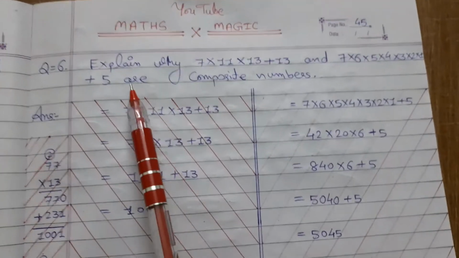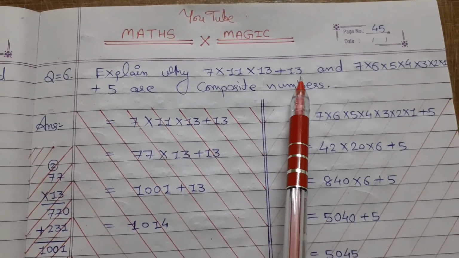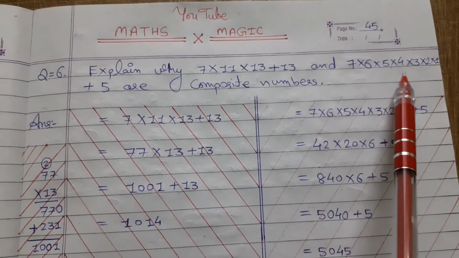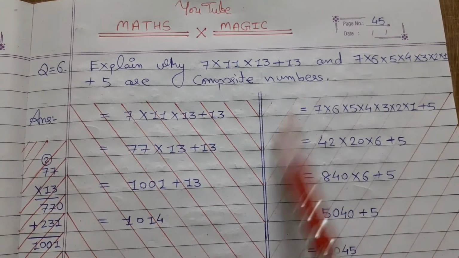Moving on to question number 6. Explain why 7 into 11 into 13 plus 13 and 7 into 6 into 5 into 4 into 3 into 2 into 1 plus 5 are composite numbers.